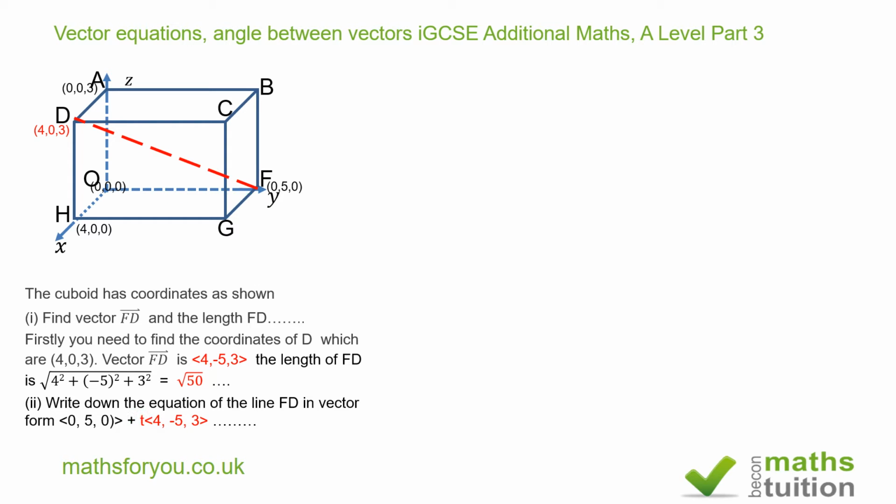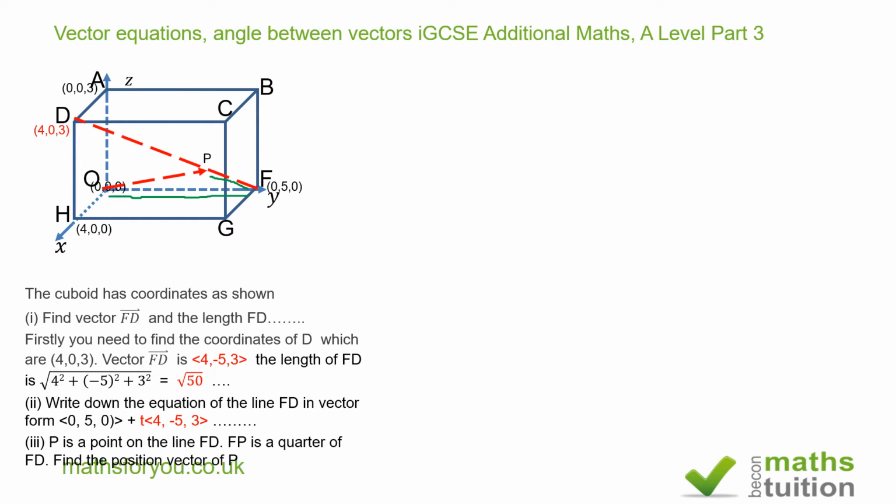Okay, now for the next part, and that says P is a point on the line FD. Now FP is a quarter of FD. Find the position vector of P. Okay, now don't forget, from F to P is a quarter of FD. So to get to P, because we do not know the coordinates of P, we go from O to F and F to P.